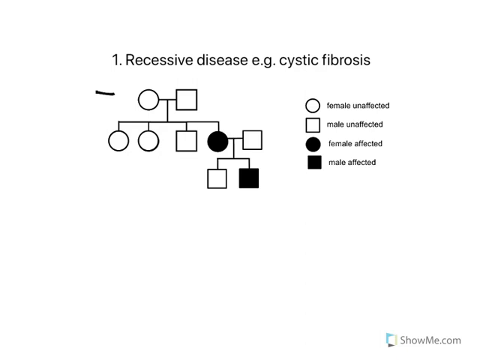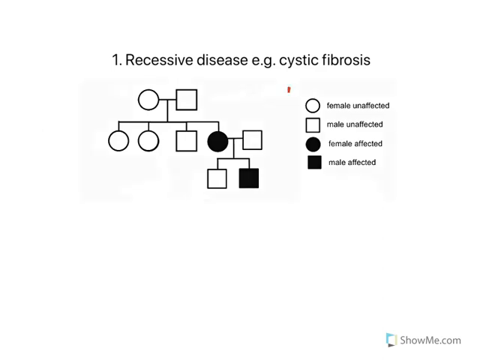So at the top here, we have the parents. Both parents are unaffected. Then in the second generation, their kids, they have 4 kids, and one of those kids marries a person, and they have 2 kids that make up the third generation.